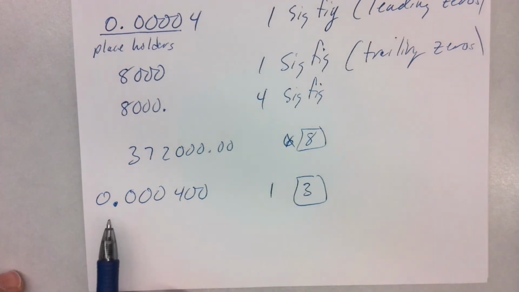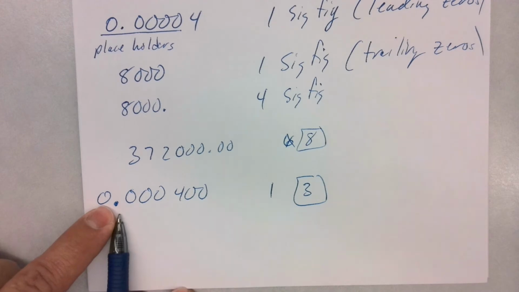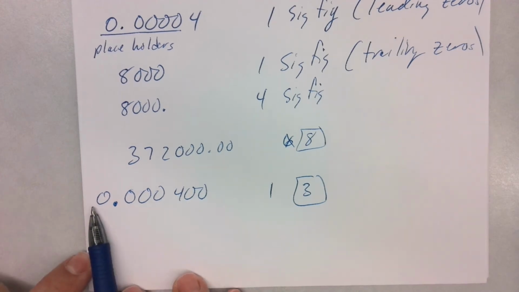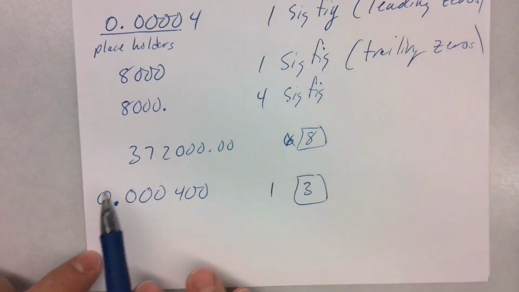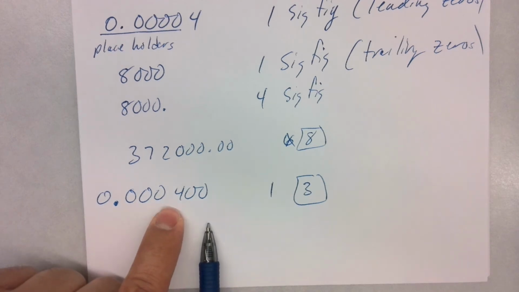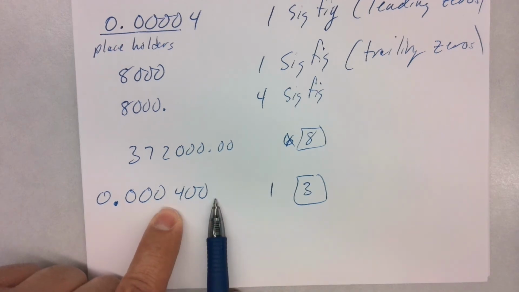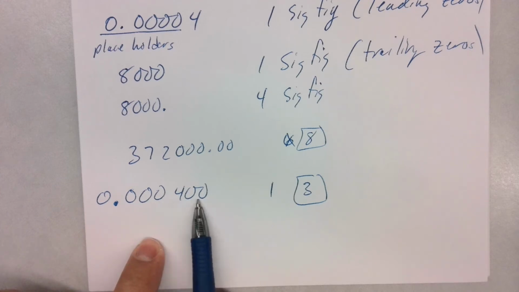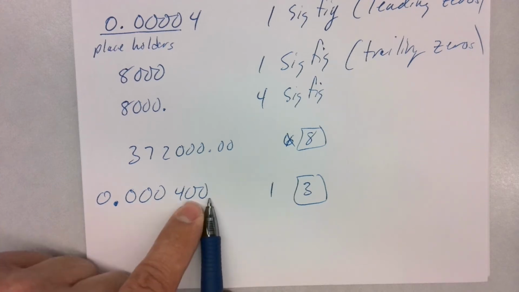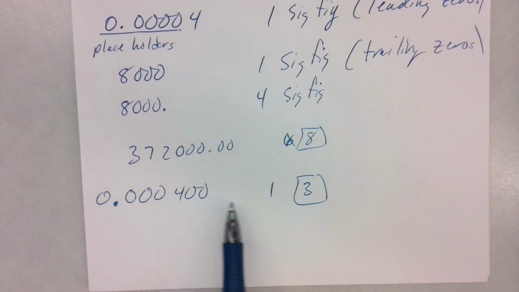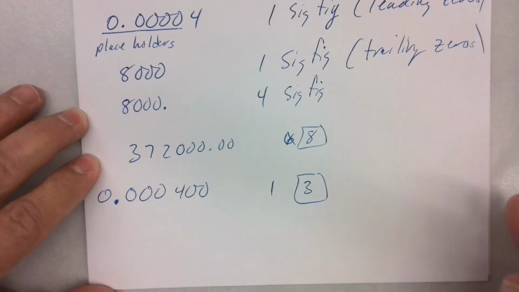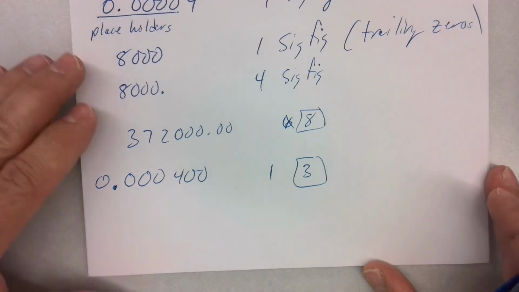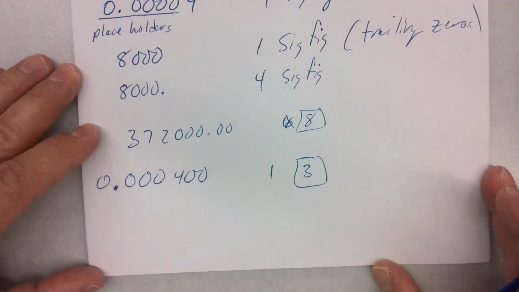Because remember, this number has a decimal in it, right? If they're to the left of that number, they're leading zeros. They don't count. But once I hit a number, now they all count. Because that means that I measured all these digits, and they just happen to come out to be 0, so now they count.